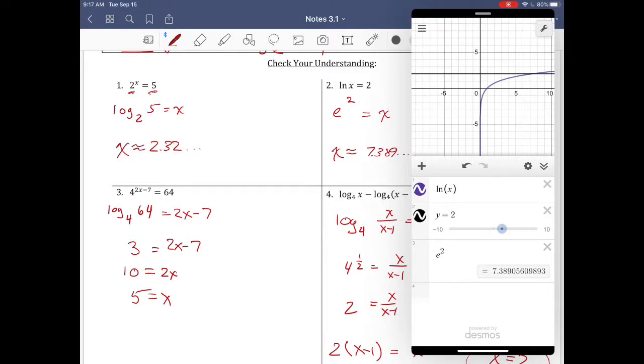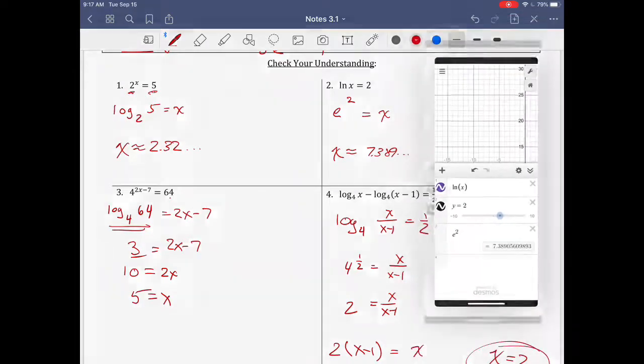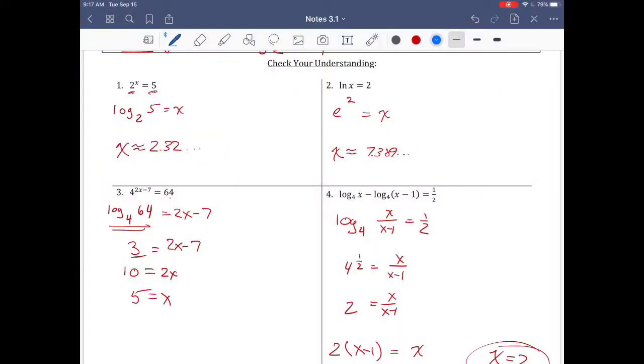For number 4, let me just close this real quick. Same idea. Converting log base 4 of 64, evaluating to get 3. That is, of course, because 4 to the third power is 64. So remember that, and then it's just some basic algebra here.